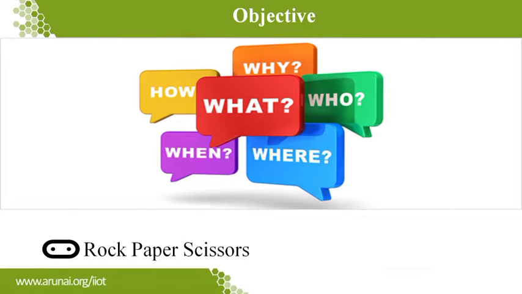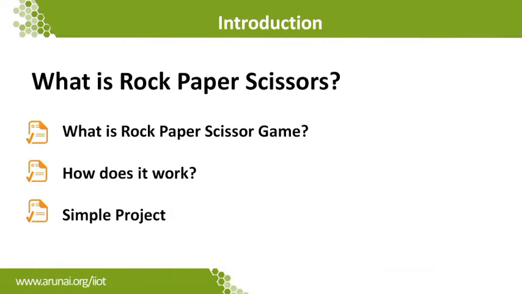The main objective of this session is to learn about rock paper scissors game using accelerometer feature in microbit and also using the logic blocks in coding to represent all the possible outcomes. Now let us see what is rock paper scissors game using accelerometer feature, how does it works and winning rules for the game with simple project.